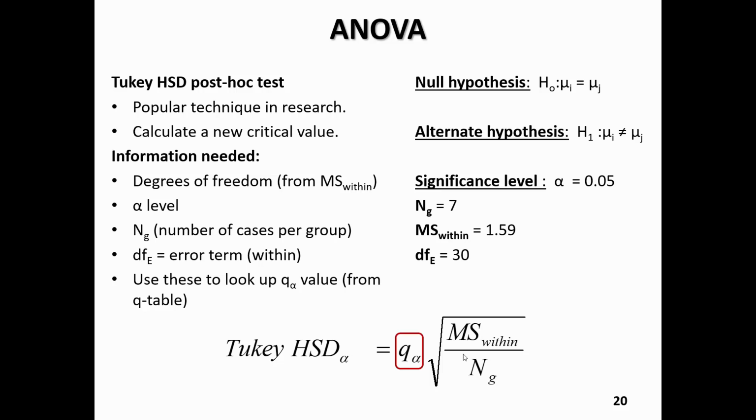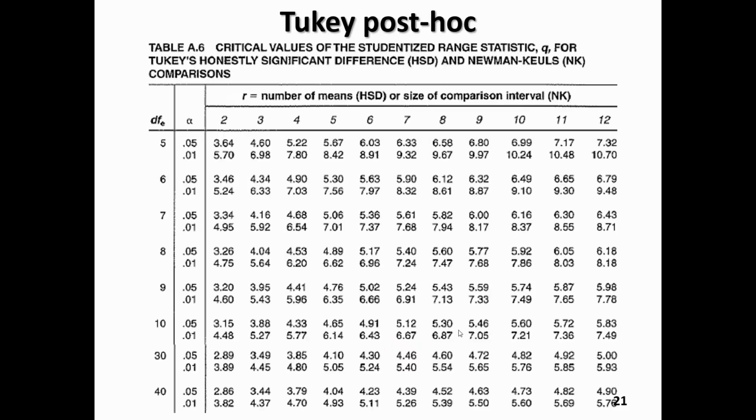So what we need here is that Q value. The terms inside the square root symbol were obtained from our previous analysis. What we're looking at here on this slide is an excerpt of the Q table, and along the top what we're looking for are the number of means, or the number of groups in our analysis.